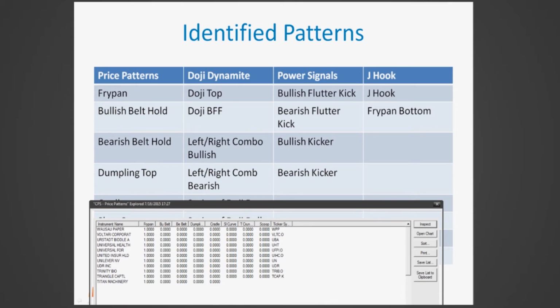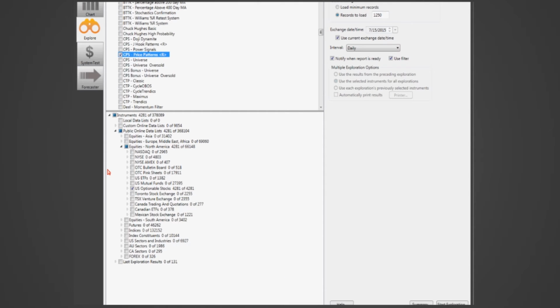Mike Camgros, I probably shouldn't have said your last name, but everybody knows it now. Mike asks, can I run multiple scans? So in other words, can I run this price patterns and the universe scan and the J-hook and the Doji Dynamite all at the same time? Absolutely. If you just check mark the ones that you want to run, you set this to daily, and you click on Start Exploration, it's going to run that for you, all 4 of them.